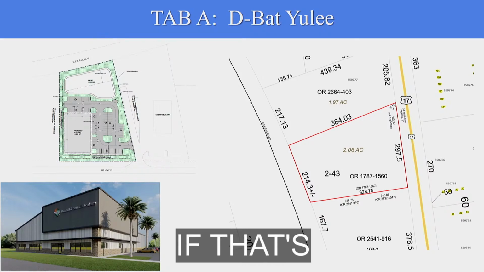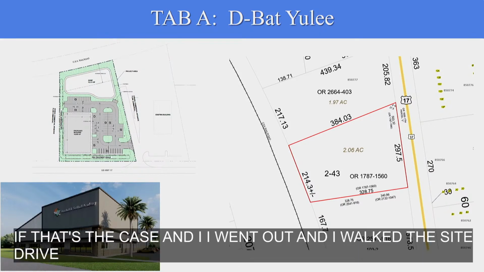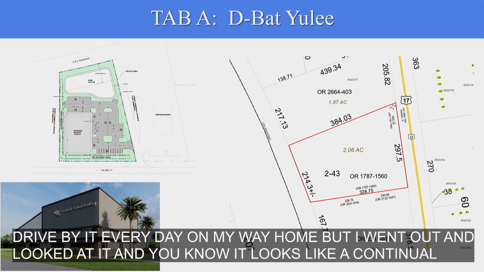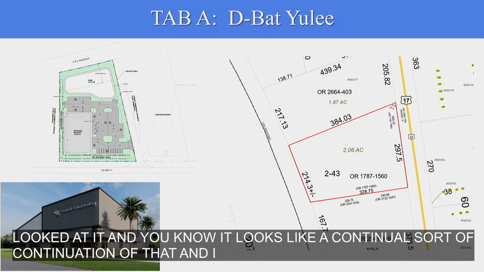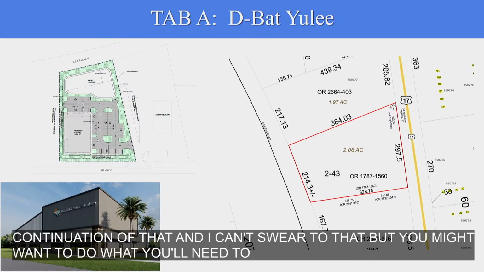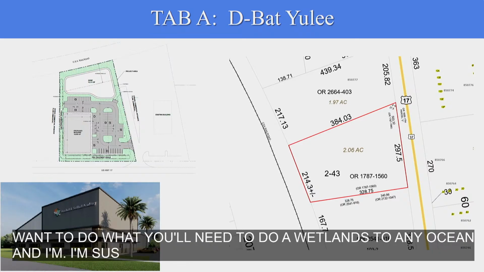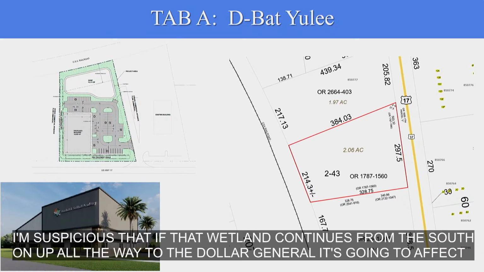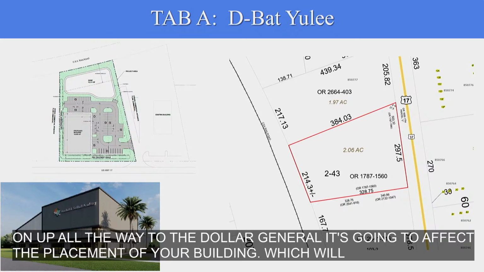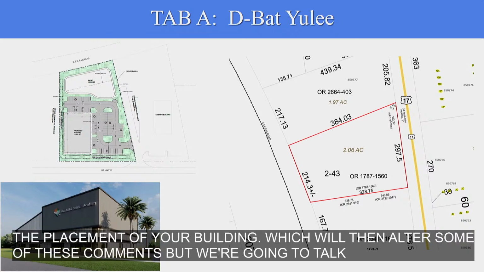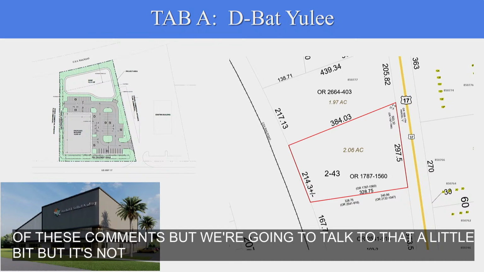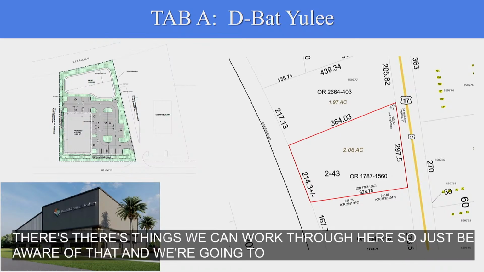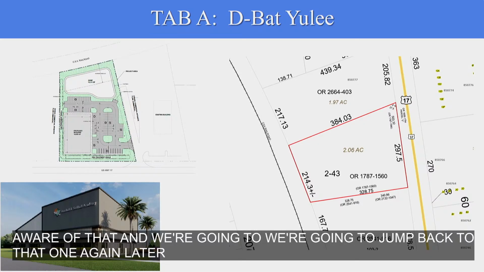If that's the case, and I went out and walked the site, I drive by it every day on my way home, but I went out and looked at it, and it looks like a continuation of that, and I can't swear to that, but you'll need to do a wetlands delineation. I'm suspicious that if that wetland continues from the south on up all the way to the Dollar General, it's going to affect the placement of your building. Okay. Which will then alter some of these comments, but we're going to talk to that a little bit. It's not a deal killer, there are things we can work through here. So just be aware of that, and we're going to jump back to that one again later on.